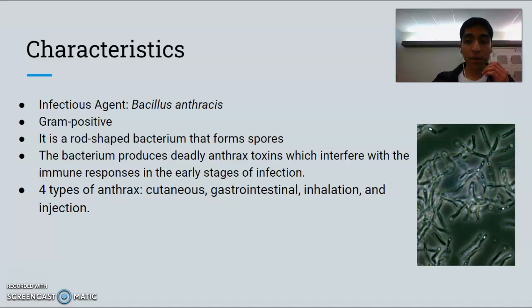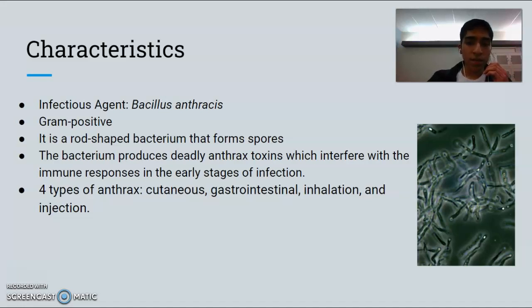Also, one of the key features of this bacteria is that it produces anthrax toxins that halt the immune response in the early stages of the infection, and they cause the buildup of fluid in the lungs, which is one of the main virulence factors of the disease.